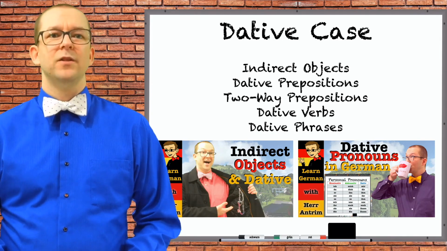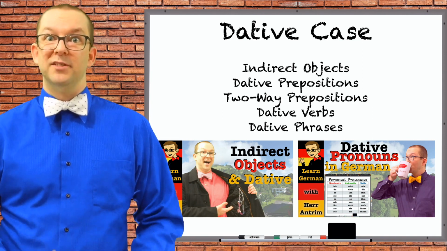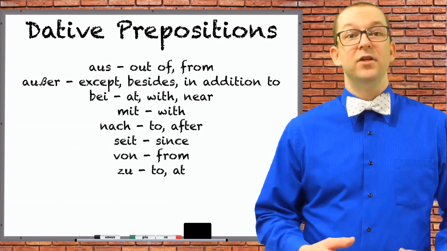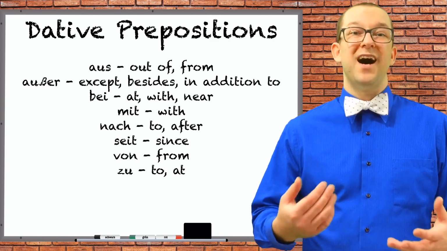Today we're focusing on the prepositions that always require the dative case, conveniently called dative prepositions. Those are the prepositions that are always used with the dative case. If you need a way to remember them, simply sing in alphabetical order to the tune of An der schönen blauen Donau.